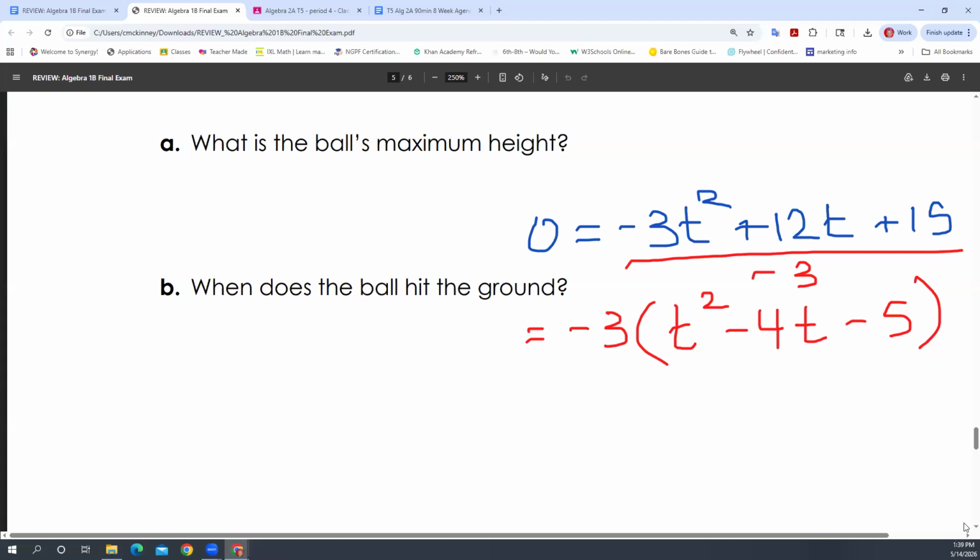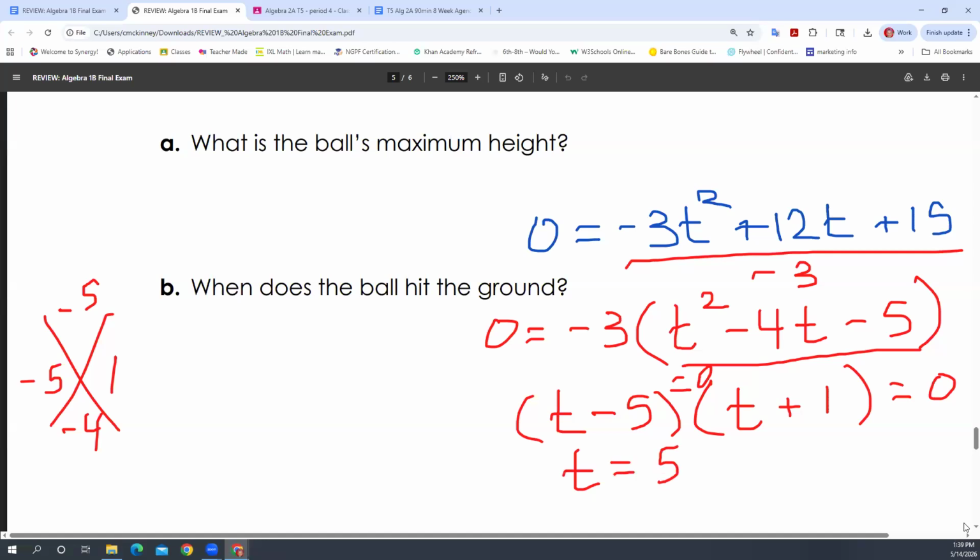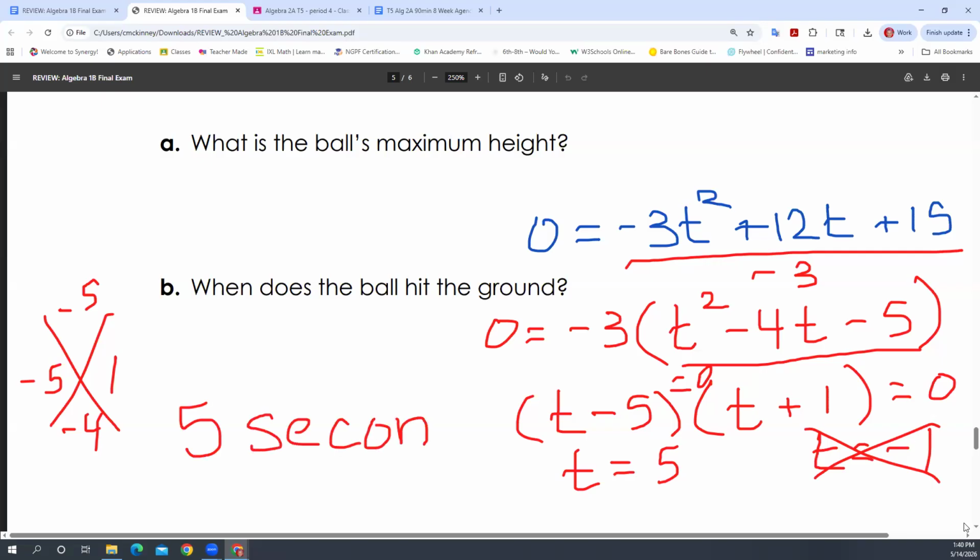And then I want to see, can I factor this trinomial? Do I have two numbers that would multiply to be negative 5 and add up to be negative 4? Thankfully, the answer is yes, negative 5 and positive 1. So I have t minus 5 and t plus 1. And then when I solve, I get 5 and I get negative 1. But this is the time when it hits the ground. And since it's the time when it hits the ground, this means negative numbers don't make sense. So no time travel. So 5 seconds. Okay, great job. Good luck.